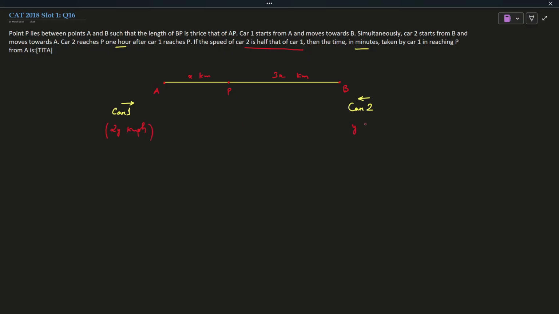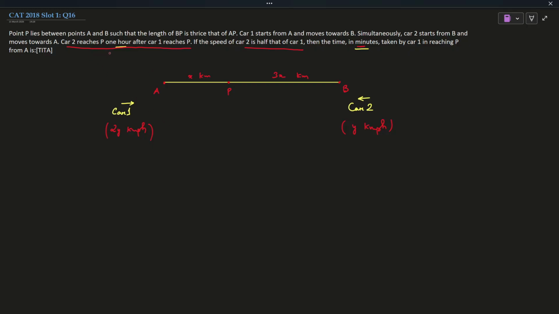So what will be this one? Car 2 is y kilometer per hour. Car 2 is half that of car 1. Okay, I need to find the time taken by car 1 to reach P from A, but in minutes, guys. We have to use this information.